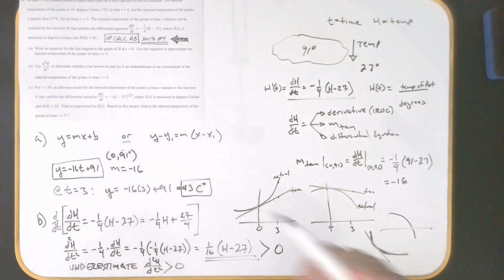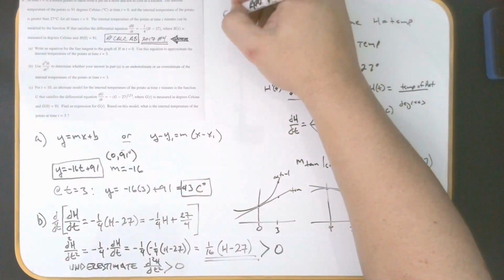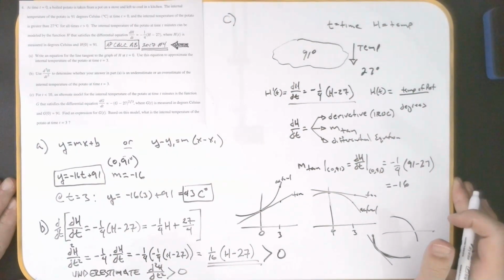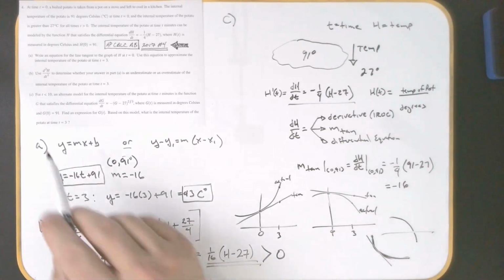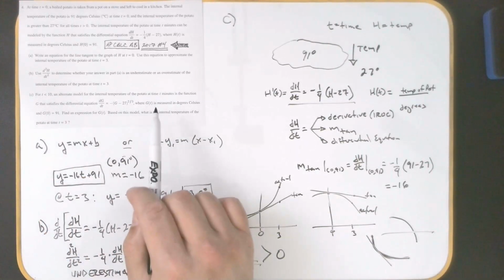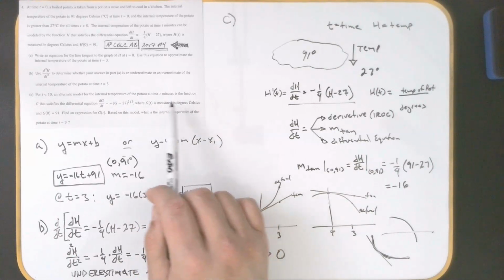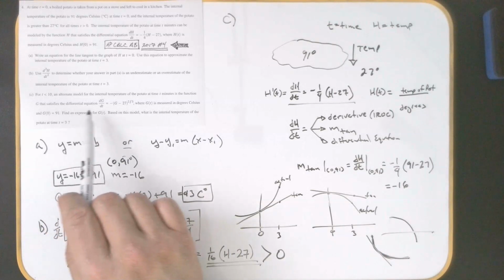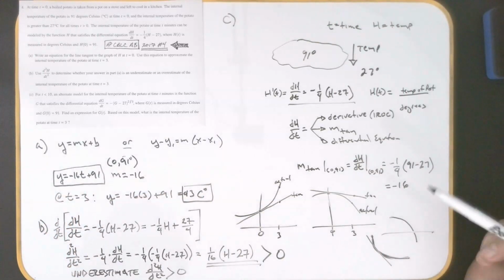So part C, that's the only third part of the question. This is where all the points are. So let's see what's going on here. Part C says, for temperatures less than 10 degrees, an alternate model for the internal temperature of the potato at time t minutes is the function g that satisfies the differential equation dg over dt equals negative the quantity g minus 27 to the 2/3, where g of t is measured in Celsius and g of 0 is still 91 degrees. Find an expression for g of t based on this model. What's the internal temperature at 3 degrees?